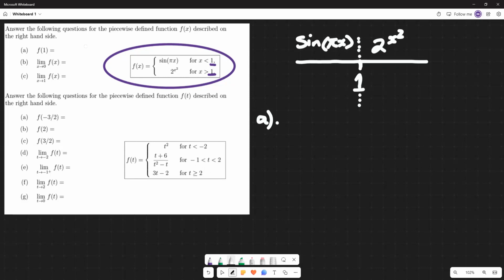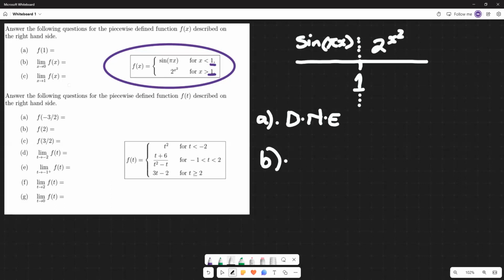They say I must find f at 1, which is the first question. They want me to find the y value when x is 1. As we discussed, x cannot be 1. It's just the critical value, which means f at 1 does not exist. Because there's no x value equal to 1, basically. Okay. Now let's look at B.